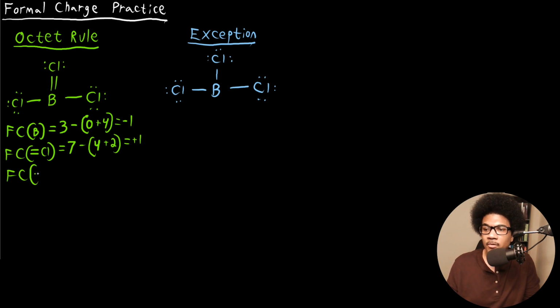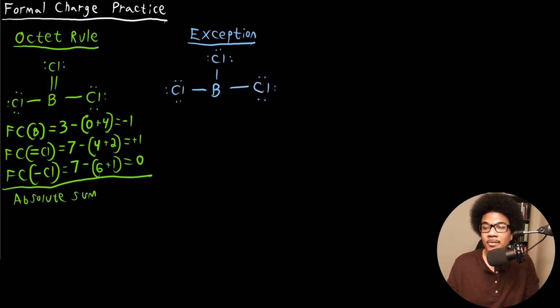And if we look at the formal charge for the single bonded chlorine, we get, again, a characteristic valence of 7. But for these single bonded chlorines, it has 3 lone pairs, so that's going to be 6 lone electrons. And it only has 1 bond, so that's 1 dash. That's going to give us a formal charge of 0. So the absolute sum here, remember, we're taking the absolute value. You got 1 plus 1 plus 0, so that's going to give you an absolute sum of 2.